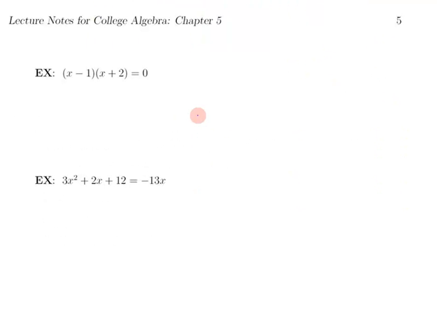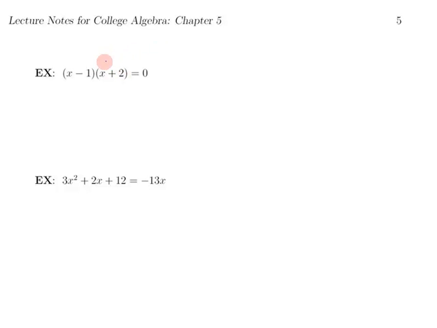So here's a good one. This example right here, the work is almost already done for us. It's polynomial, but it's already got it equal to 0 and two things multiplied together to give me 0. So that means to solve this, we've got to find an x that either makes the first one 0 or the second one 0.